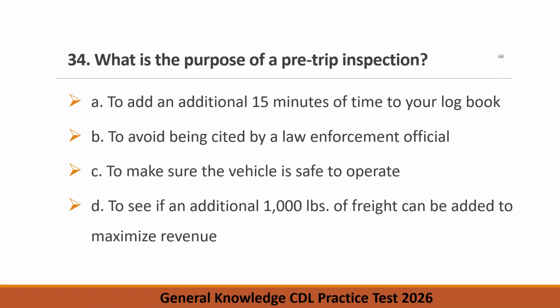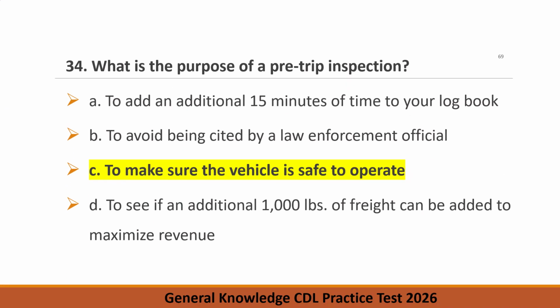34. What is the purpose of a pre-trip inspection? A. To add an additional 15 minutes of time to your logbook. B. To avoid being cited by a law enforcement official. C. To make sure the vehicle is safe to operate. D. To see if an additional 1,000 pounds of freight can be added to maximize revenue. Answer, C.